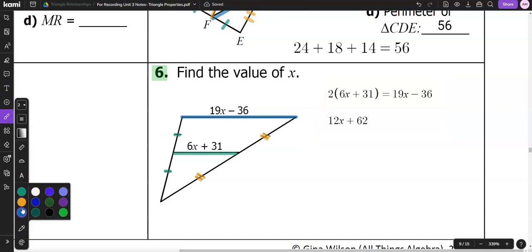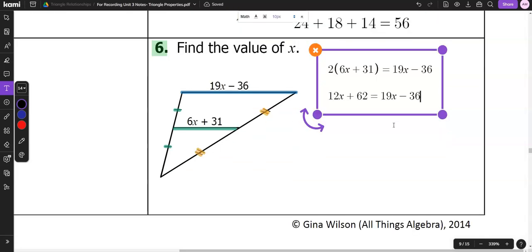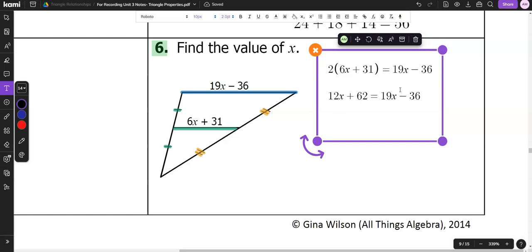And you never have to do this, but I'm just going to show you again. I'm just combining these numbers right here. Okay, so that's multiplying those. And that is going to be equal to 19x minus 36. So what I want to do is add 36 to each side of this equation.